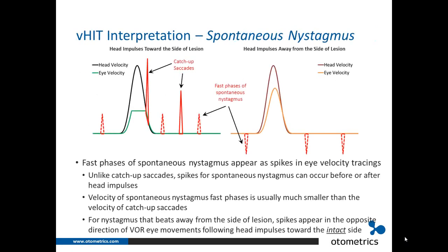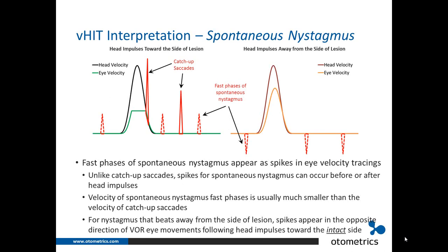Here's the explanation of how spontaneous nystagmus can affect the head impulse test results. Fast phases of spontaneous nystagmus, shown here with dashed lines, will appear as spikes in the eye velocity tracings. But unlike catch-up saccades that have a specific time window, fast phases of spontaneous nystagmus can occur any time, before or after or even during head impulses. The velocity of spontaneous nystagmus fast phases is usually much smaller than the velocity of catch-up saccades.